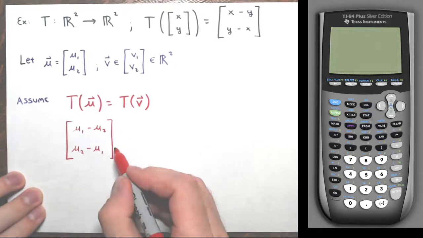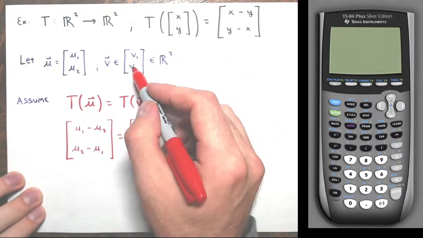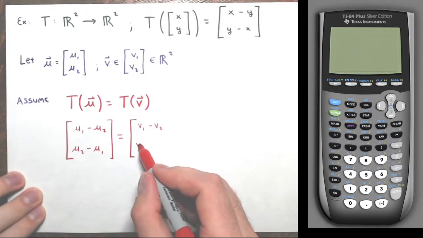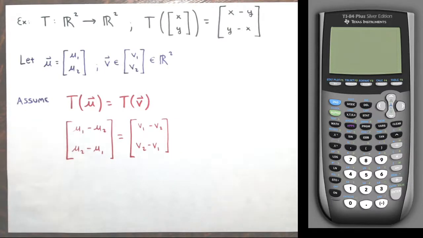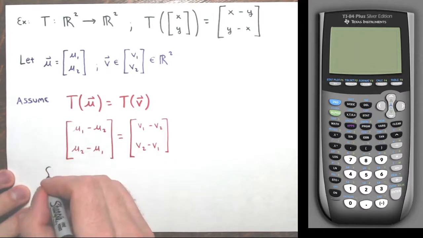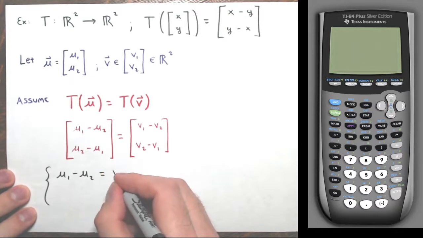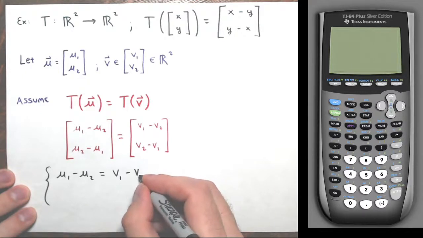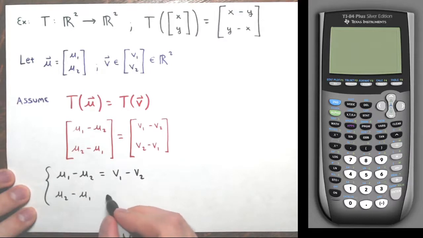All right, equals, and then replacing the x and y with v1, v2, the image of v under T would be v1 minus v2, v2 minus v1. Again, I'd be getting the following system. The only way these two are going to be equal is if u1 minus u2 is equal to v1 minus v2, and if u2 minus u1 is equal to v2 minus v1.